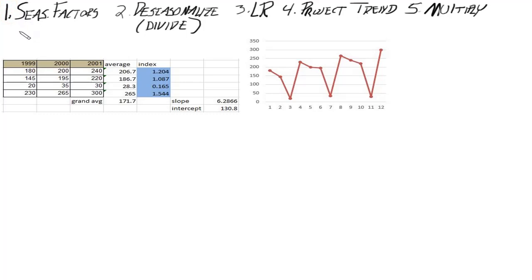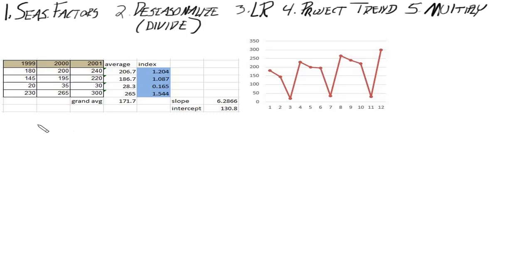Step one. Going to calculate seasonal factors or seasonal indexes or seasonal relatives or whatever you want to call it. Step two, we're going to take the seasonality out of the data points by deseasonalizing them, that is by dividing the original data points by the seasonal indexes that we calculated. Step three, a linear regression is done through the data points. Step four, project that trend out into the future. And then step five, multiply that straight line by the seasonal indexes.